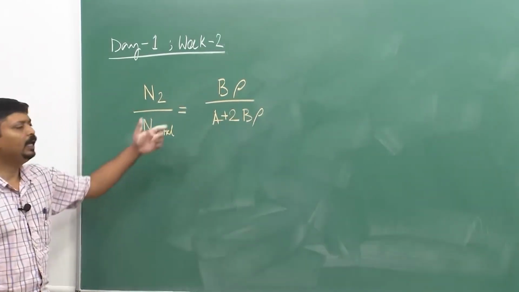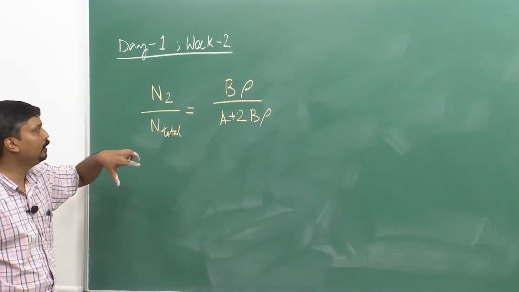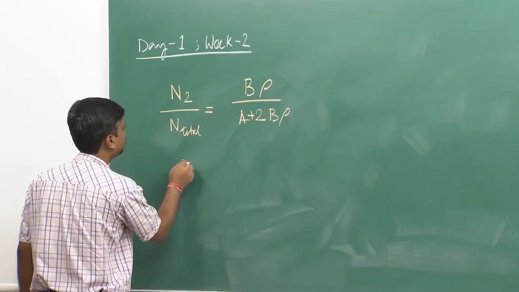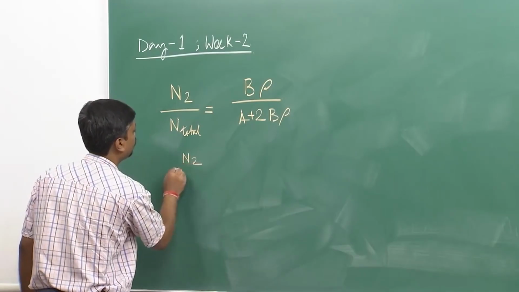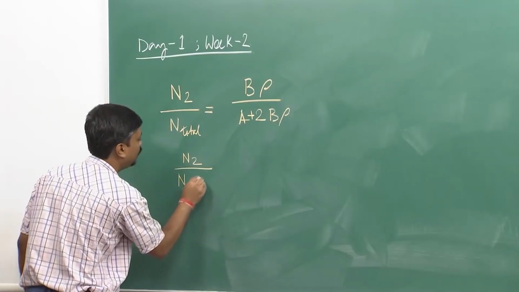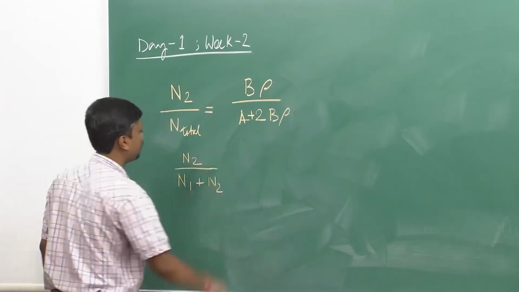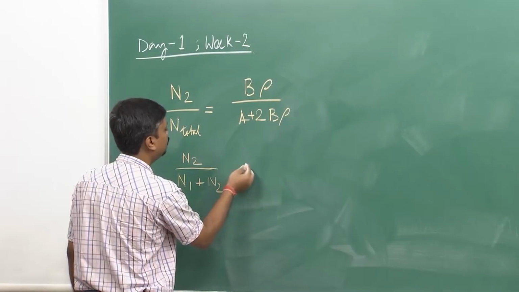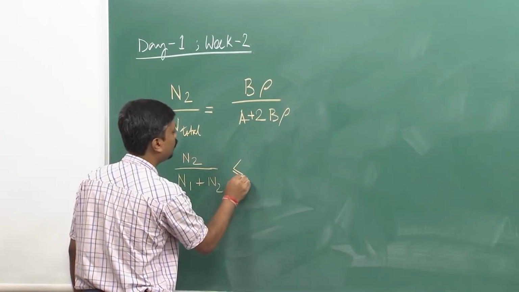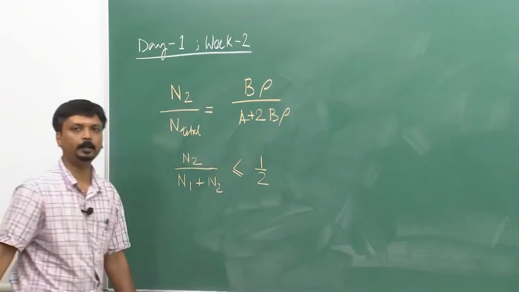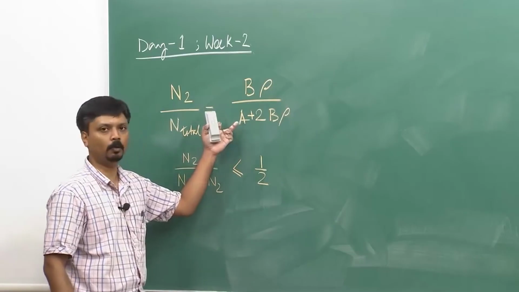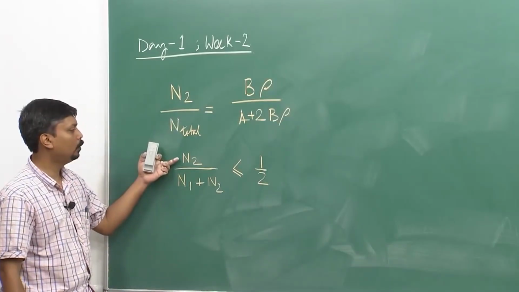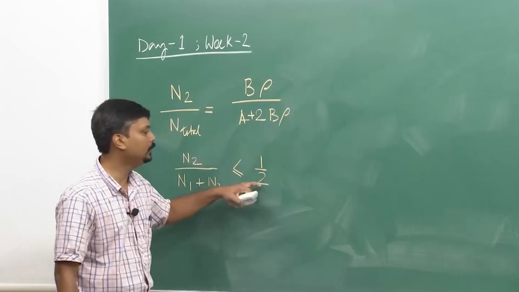When A is very less, it comes to something like, on the other hand, say if I write N1 plus N2, it will become approximately, when A is very small, around half, or less than half. So, the maximum value is half.